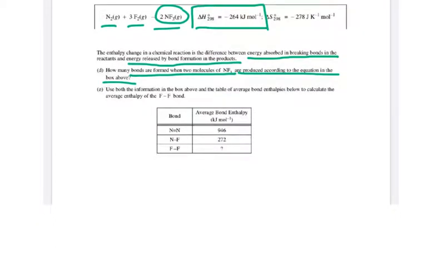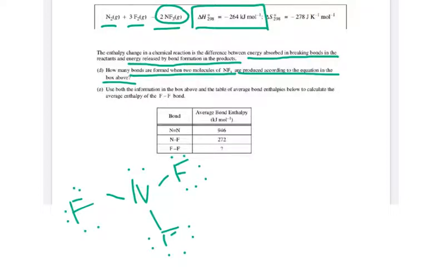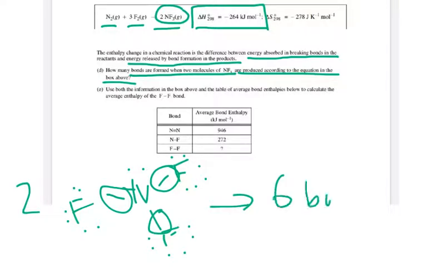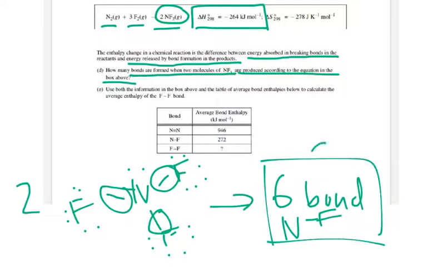So how do you draw that? Well, NF3 looks like this. And there's a lone pair over here, and there are lone pairs all around the fluorines. And if there are 2 of them, and there are 3 NF bonds in each of them, then there are a total of 6 bonds. And more specifically, it's going to be NF bonds. So the answer for D is going to be 6 bonds.